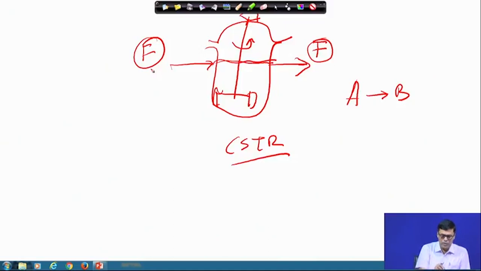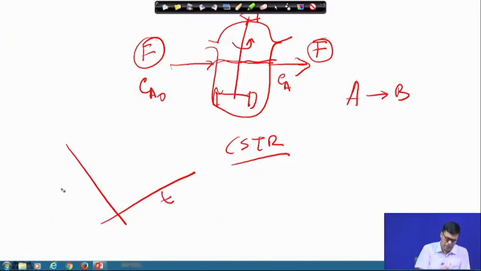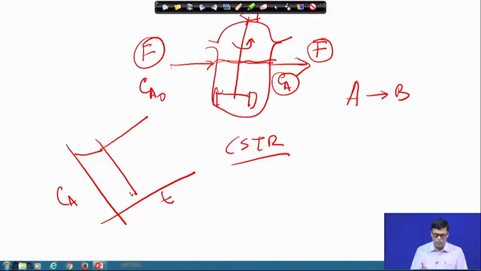Now, as soon as you give the flow rate, here you have CA0, am I right? And here you have CA. Now, if you look at the concentration with respect to time, the concentration of CA may change a little bit with respect to time. The outgoing CA concentration will change, and a time will come when it is constant. And when it is constant, we call it the steady state condition. It requires some time. This is the time required to attain the steady state condition.